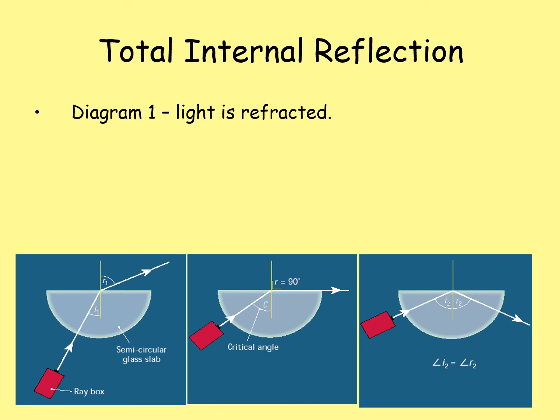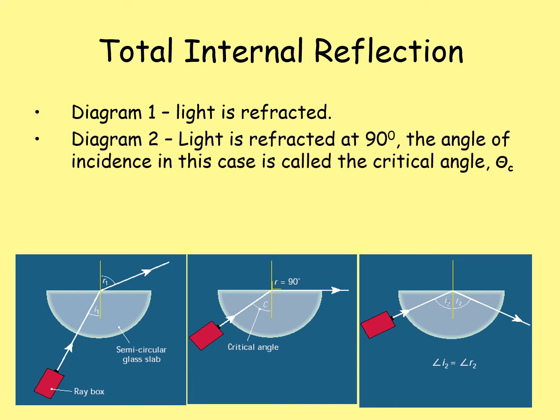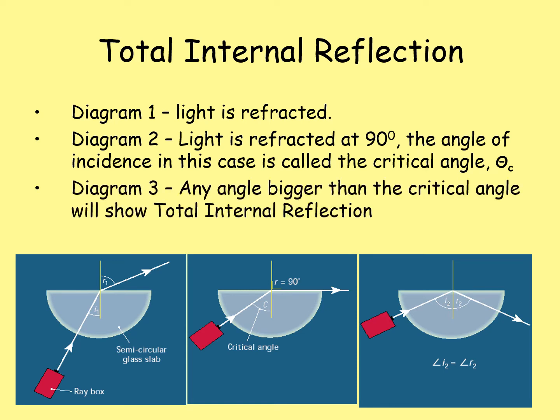Total internal reflection. In diagram 1, we can see that light is being refracted out of the semicircular block. In diagram 2, light is refracted at 90 degrees. The angle of incidence in this case is called the critical angle. In diagram 3, we can see that in any angle greater than the critical angle, we will see total internal reflection.